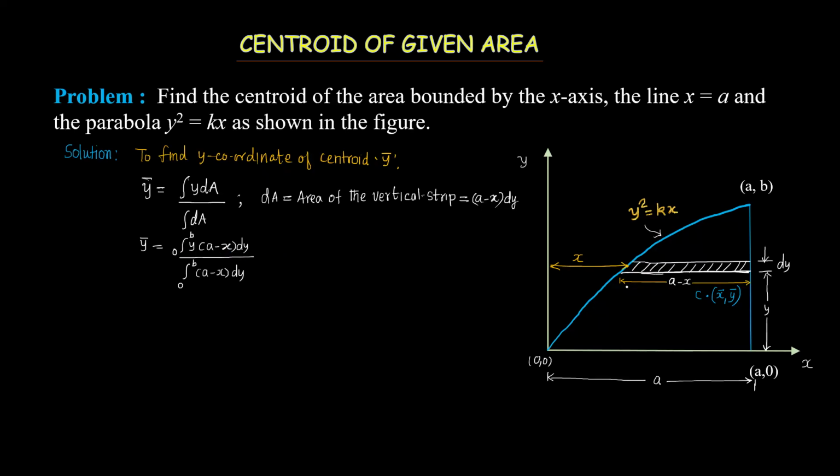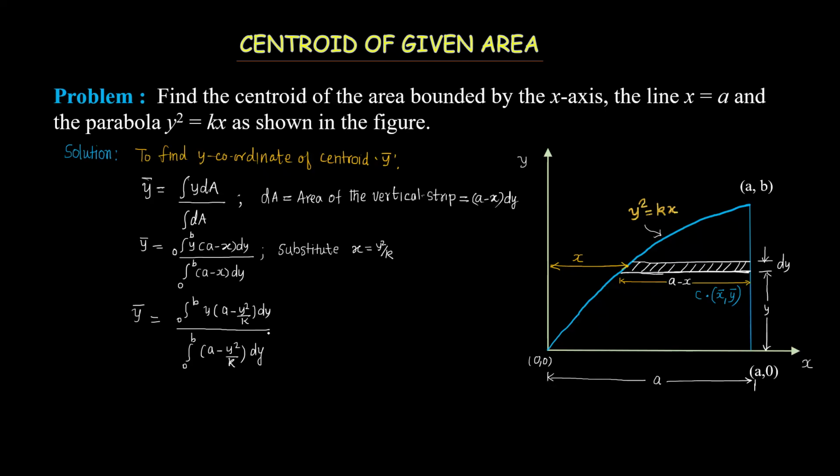So I am going to substitute the value of x from this equation. Friends, we are going to substitute x equal to y square by k, because whatever x is there, this x value will be y square by k. So I'll be getting a very simple outcome. y bar would be equal to the integral from 0 to b of y into (a minus y square by k) dy in the numerator. In the denominator we can see the integral from 0 to b again of (a minus y square by k) dy.